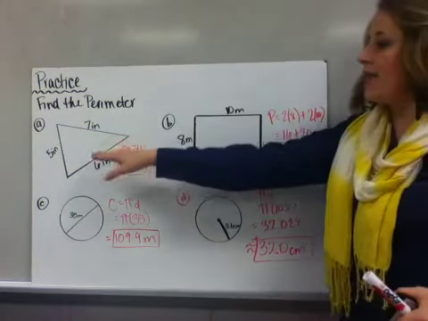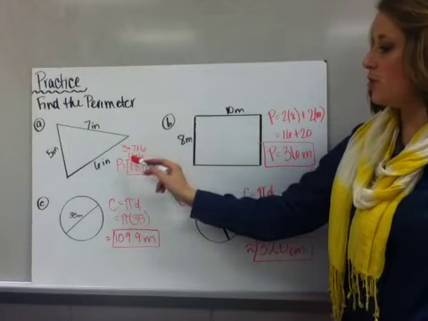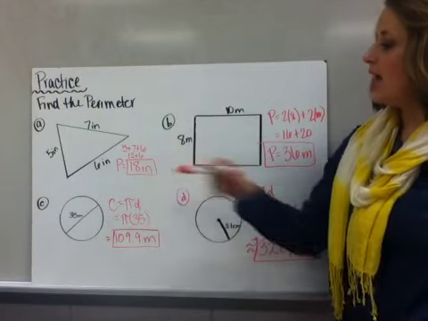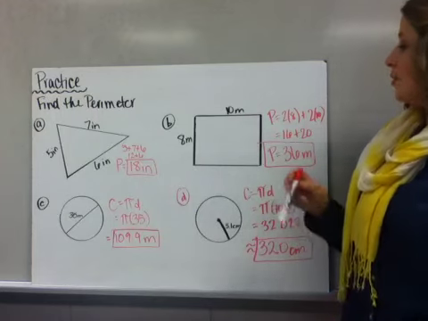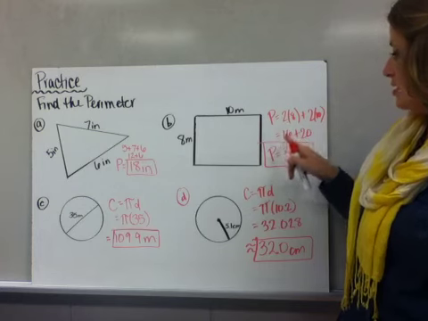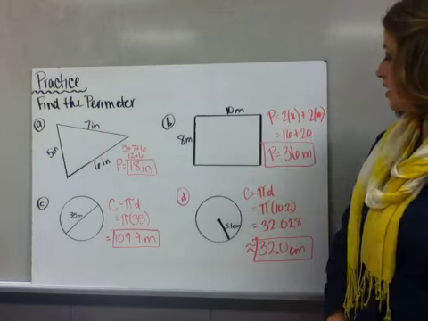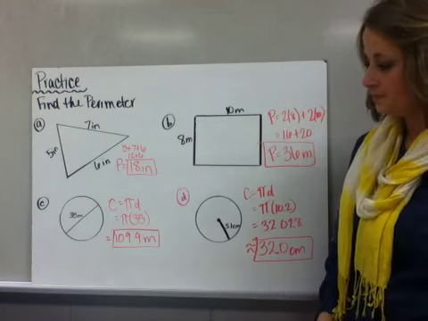On practice A, add the side lengths together. 5 plus 7 plus 6. 5 and 7 give you 12. 12 plus 6 is 18 inches. On practice B, I have 2 widths and 2 lengths. So 2 times 8 is 16. 2 times 10 is 20. 16 plus 20 is 36 meters.